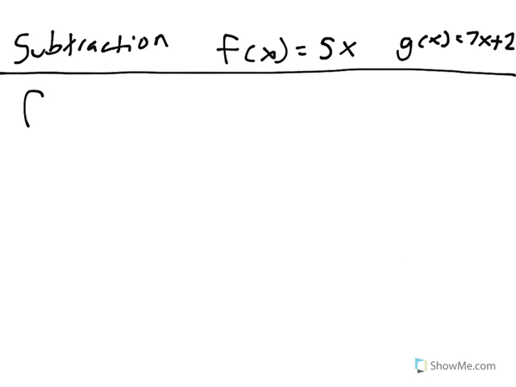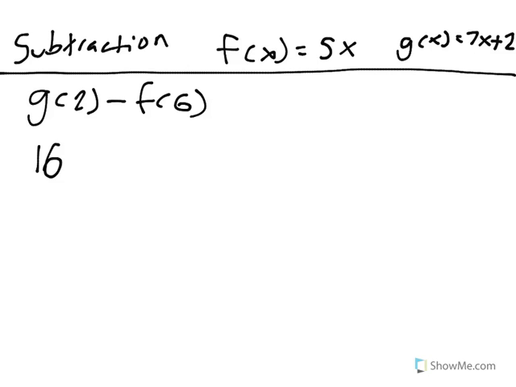For subtraction, we're going to be using g of 2 and f of 6. When you plug 2 into the g of x equation, it gives you 16. And when you plug 6 into the f equation, it gives you 30. So it's 16 minus 30, which is negative 14.